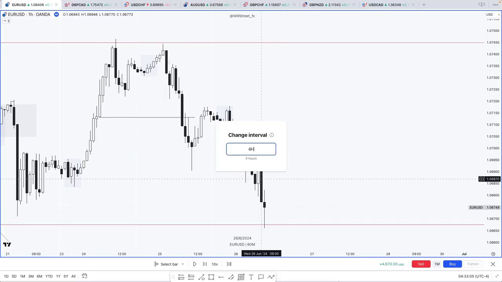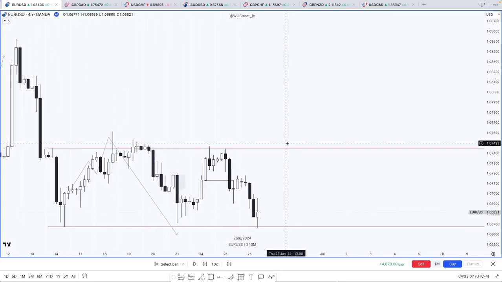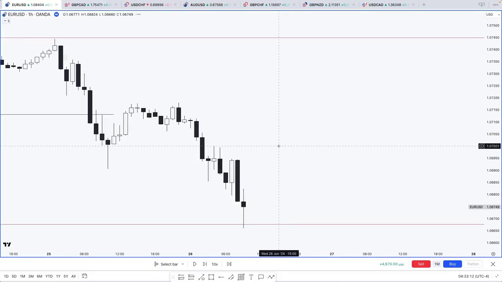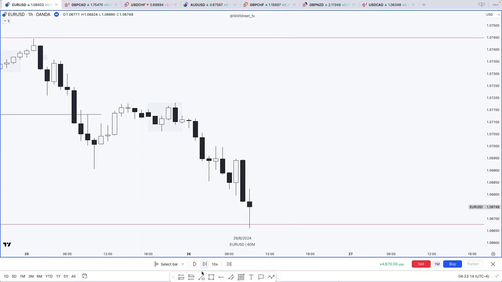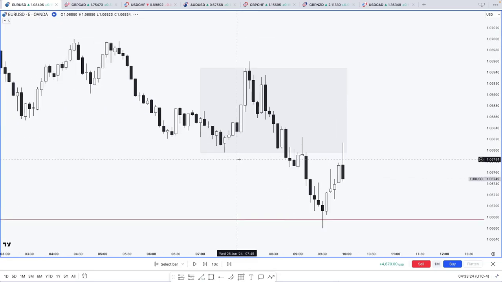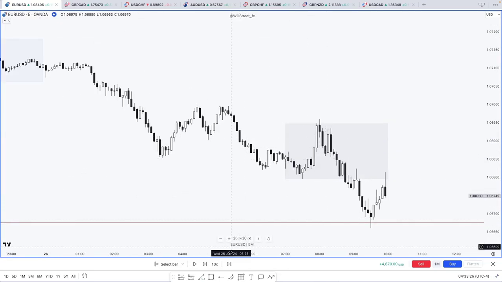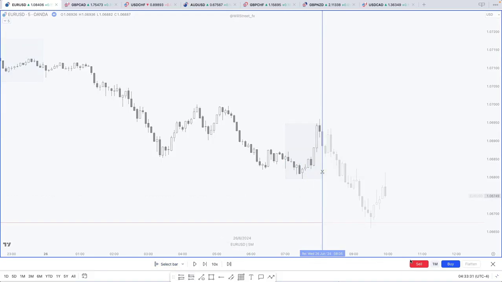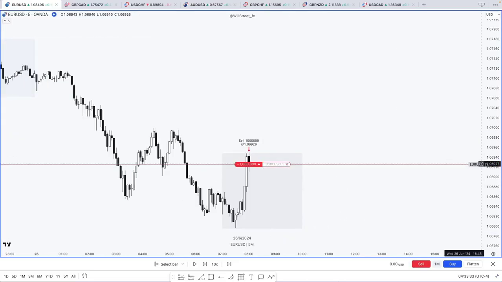Look at this. This is what? This is a failure swing. My eyes see this. So where are we shorting? Right here. Raise our take profit here.